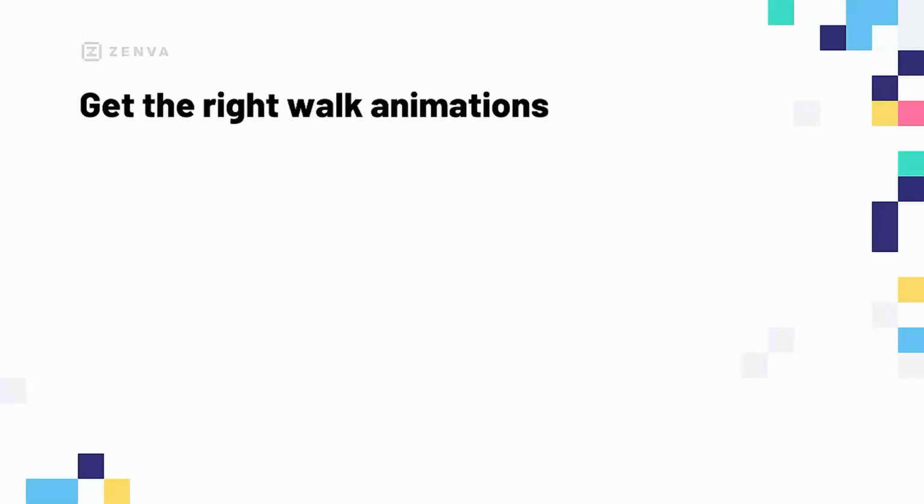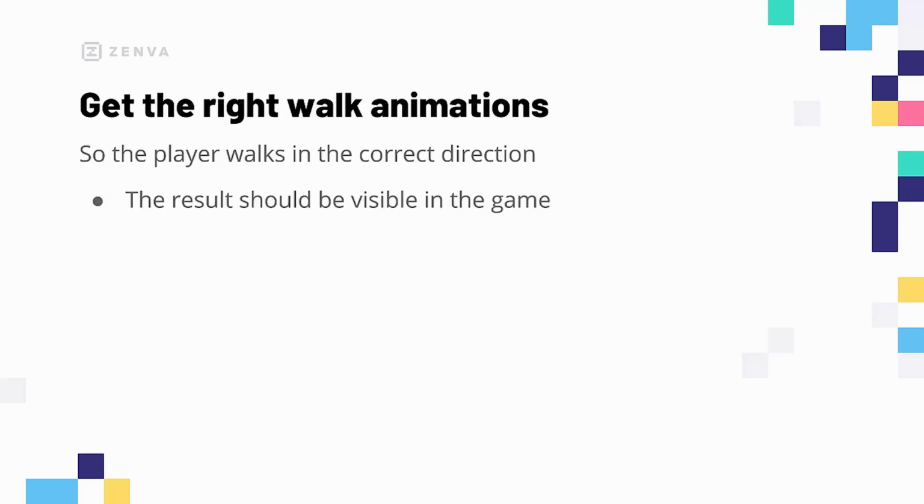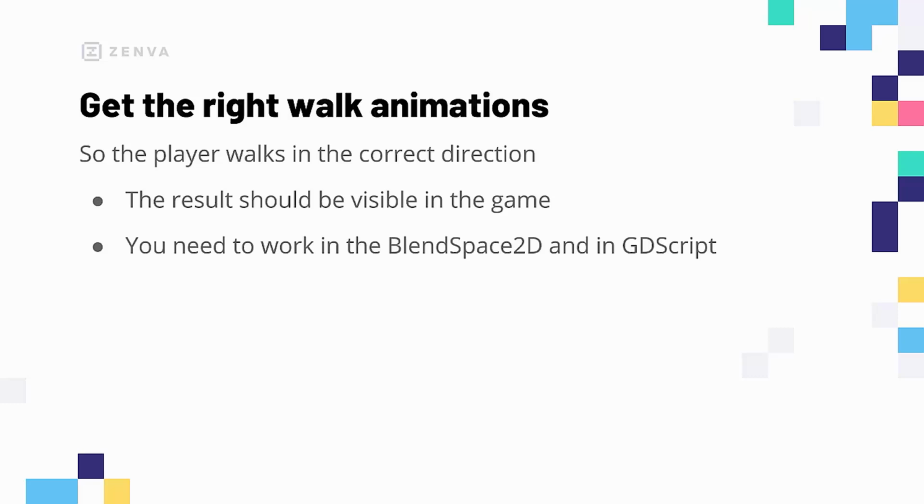Time for an exercise. I want you to get the right walking animation for the player, so that it always looks like the player is actually walking in the right direction. This should be visible in the game right away, and you have to work in two spaces, the blend space 2D and in GDScript. Try to do this on your own and see how far you get. I'll cover it in the next part in this series.